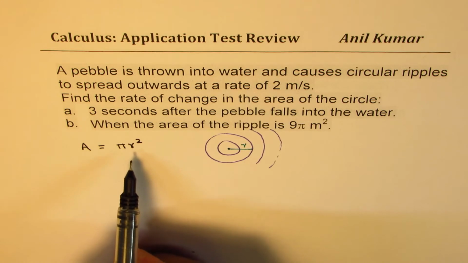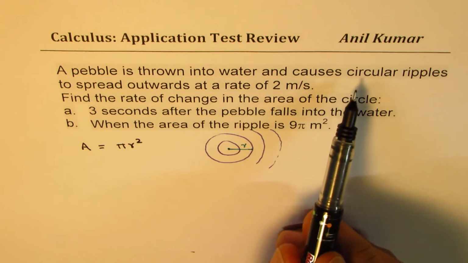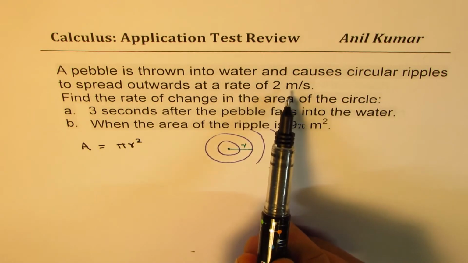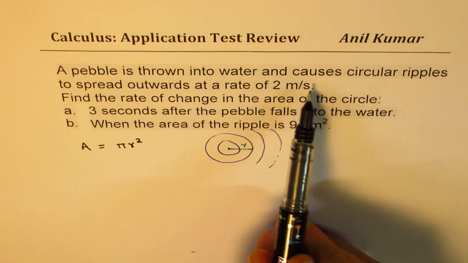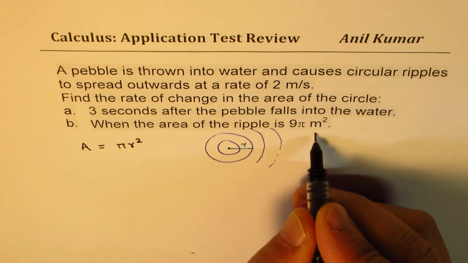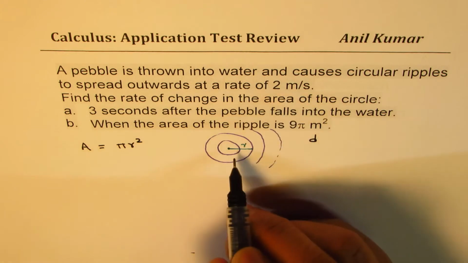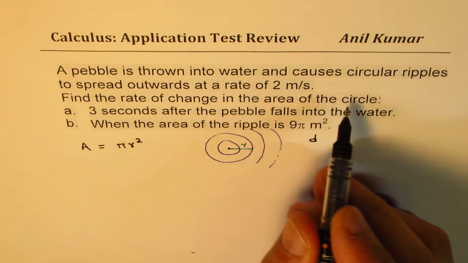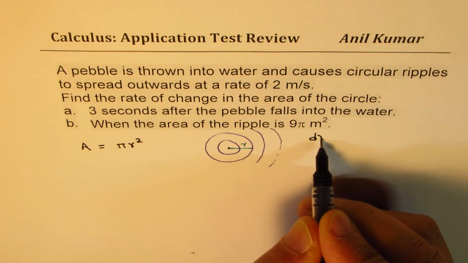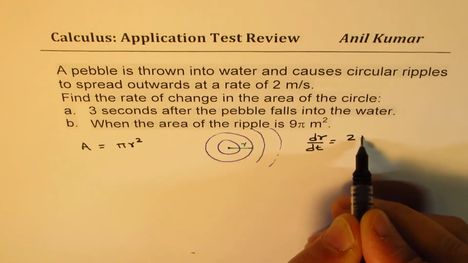So that is where the second relation comes, and that is we are given the rate at which the ripples are spreading outwards, and that is 2 meters per second. Now this rate is with respect to time. So in a way, rate is 2 meters per second. That means the radius is increasing with 2 meters per second. So along one dimension, we can say dr/dt is 2 meters per second.